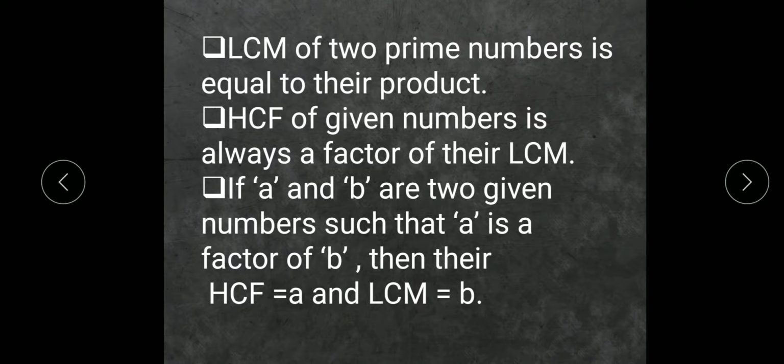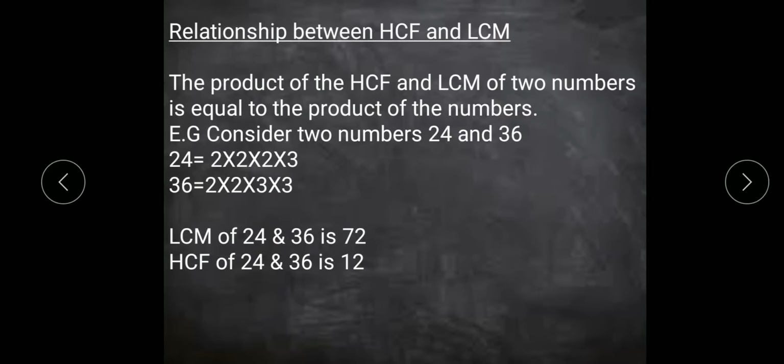LCM of two prime numbers is equal to their product. HCF of given numbers is always a factor of their LCM. If A and B are two given numbers and A is a factor of B, then A will be the HCF of these two numbers, and B will be the LCM of these two numbers. Let us see the relationship between HCF and LCM.